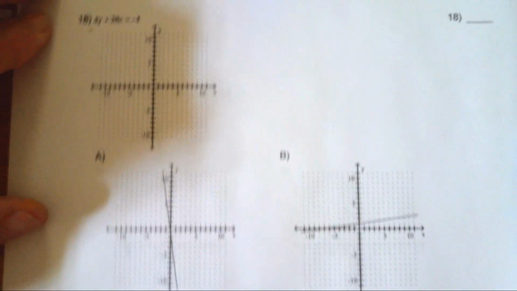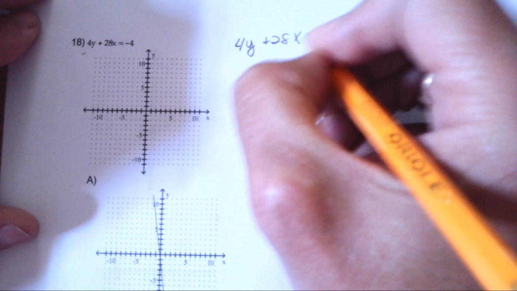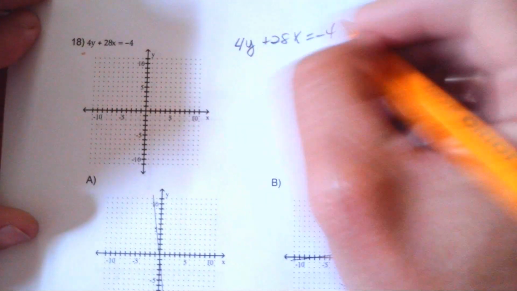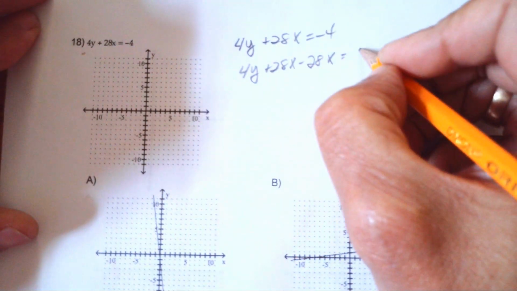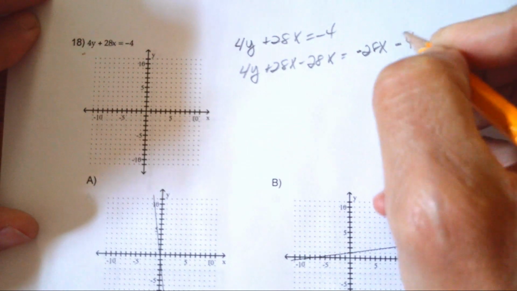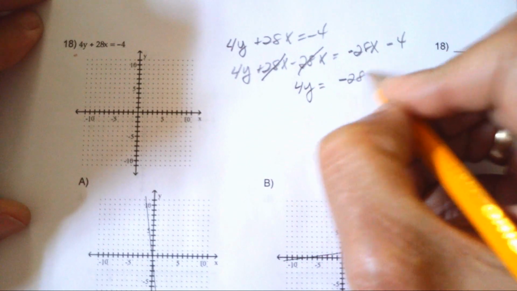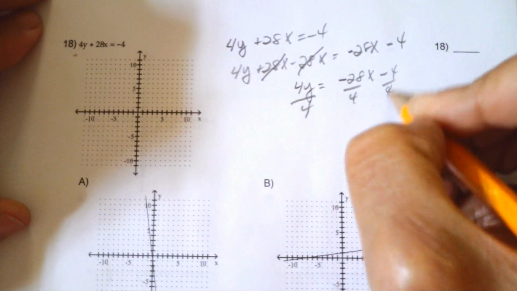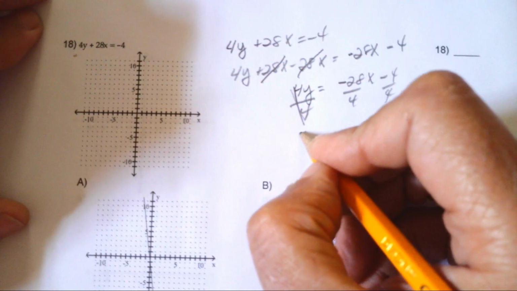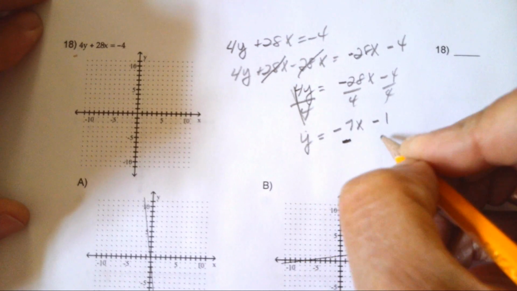18, yeah, a couple of ways of doing this. First thing, this is not solved for y, so let me get this in slope-intercept form. I'm going to subtract 28x on both sides. Positive and negative 28x cancel out. This is equal to negative 28x minus 4. I'm going to divide everything through by 4 here. The 4s would cancel, leaving me y equal to negative 7x minus 1.